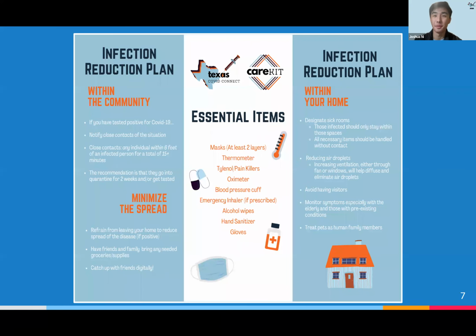As you can see on the PowerPoint, this is our COVID care checklist. In the middle of the graphic, we have a few essential items that we and the CDC strongly recommend. These are our materials and medications, and they're things that we believe everyone should have during the pandemic. Most of you probably have a lot of these at home, so you want to always stay prepared for any chance of COVID. A couple of the items we recommend are a mask, thermometer, Tylenol, oximeter, blood pressure cuff, emergency inhaler if you have asthma and you're prescribed one, alcohol wipes, hand sanitizer, and gloves. Obviously this is not an exhaustive list, but we really think these essentials will make life a lot easier in case you do contract COVID, so you don't have to go out and buy them after you've contracted COVID.